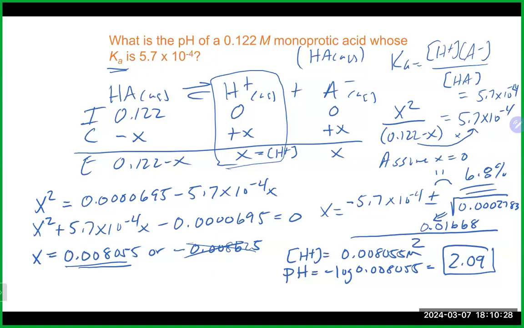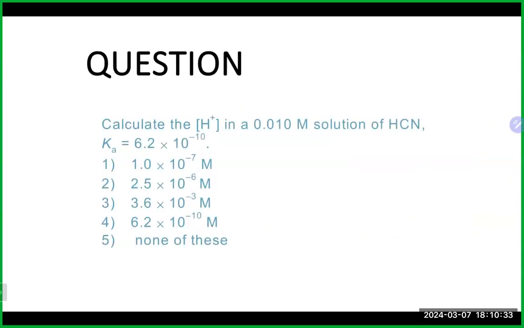All right, let's try another one here then. Calculate the H plus concentration, and let's also do the pH, why not, of a 0.01 molar HCN solution. I imagine one of those answers might be right, hopefully.